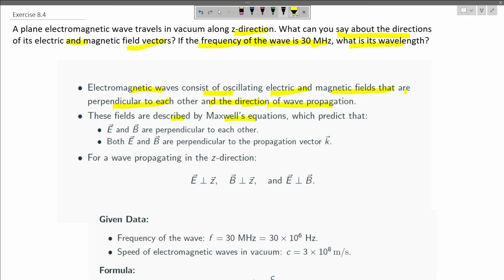These fields are described by Maxwell's equation, which predict that E and B are perpendicular to each other. Both E and B are perpendicular to the propagation vector k, that is the direction in which wave is propagating, that is in the z direction. So both E and B vectors are going to be perpendicular to the z axis or the k cap direction. Now for a wave propagating in z direction, E would be perpendicular to z, and B is also going to be perpendicular to z, and E and B are mutually perpendicular. So you can assume that E is along the x-axis and B is along the y-axis.